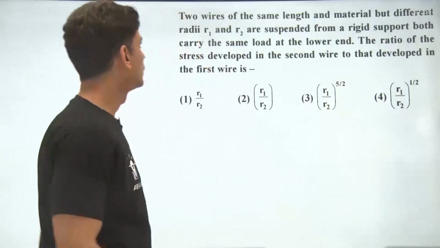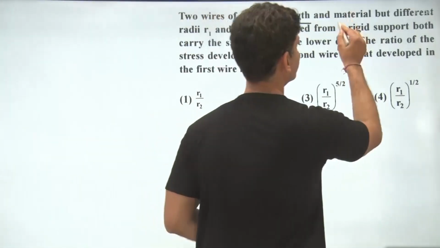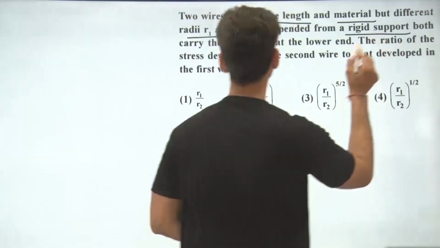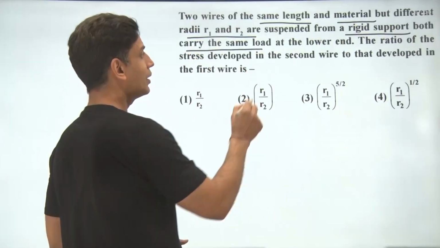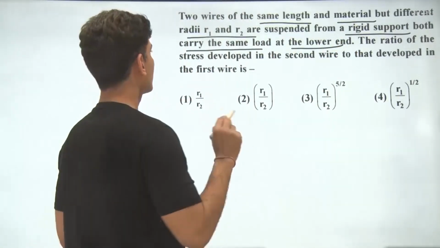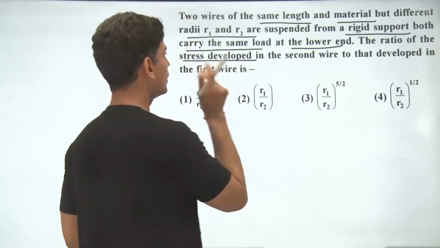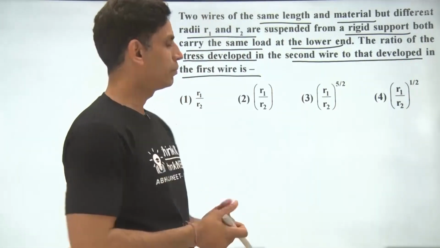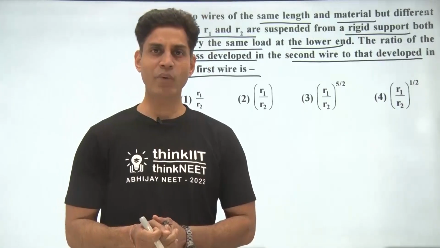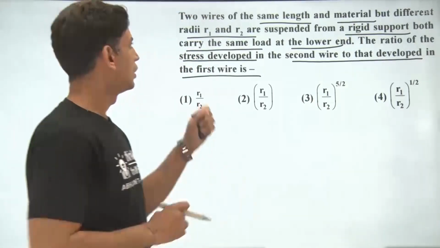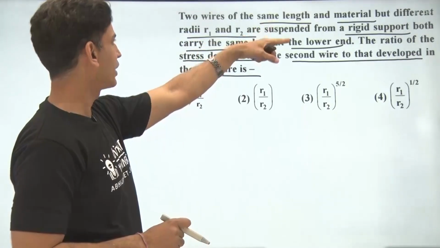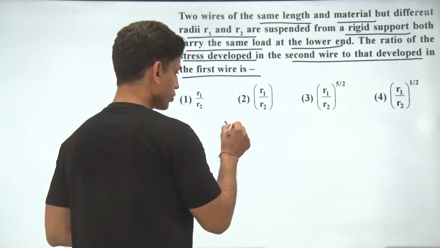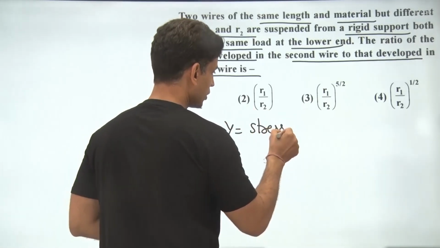The next one is: two wires of the same length and material but different radii R1 and R2 are suspended from a rigid support. Both carry the same load at the lower end. The ratio of the stress developed in the second wire to that developed in the first wire. That is, we have to calculate the stress in the second wire upon the stress in the first wire. Both have the same length and material but different radii. Material is the same, so from Hooke's law, Young's modulus is equal to stress upon strain.